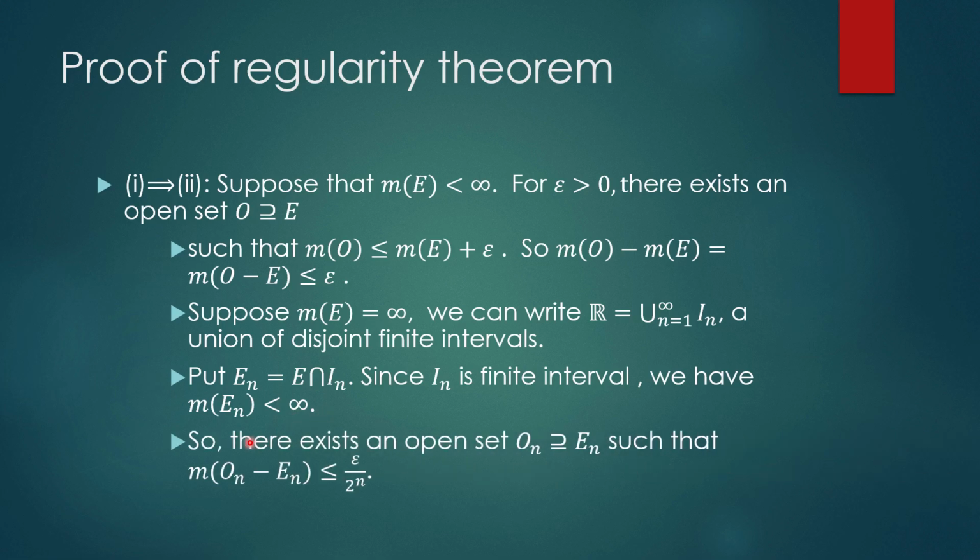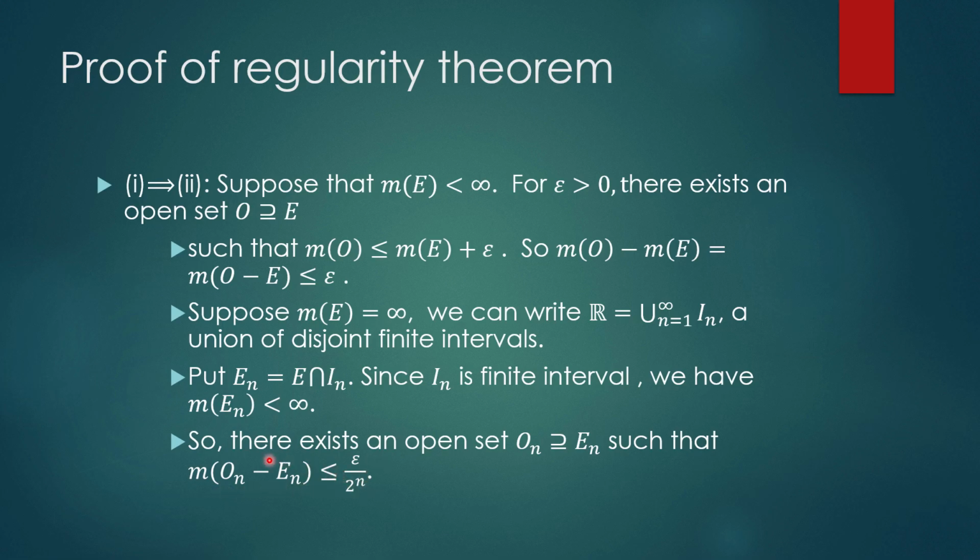So by using case number 1, we can find an open set On containing En such that the measure of On difference En is less than or equal to epsilon divided by 2 to the power n.